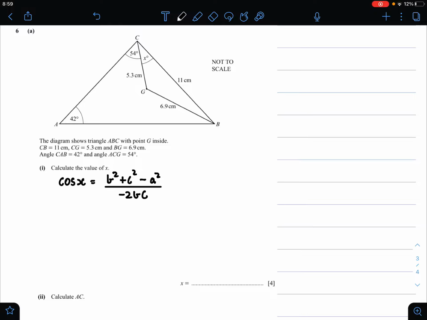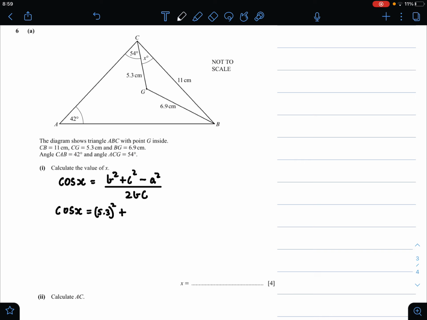So to do this, not minus 2bc, my bad, positive 2bc. So all we need to do now is substitute the values that we know. So cos x is equal to, we just need to remember that a square, or a, is the side that is opposite to the angle that we are finding. So that is 6.9. So b can be any of the two values, that is either 5.3 or 11.